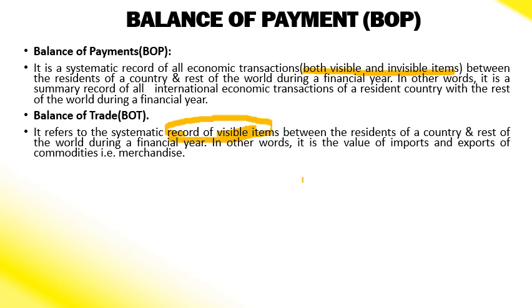Sometimes the question on the difference between balance of payment and balance of trade comes. What is the difference? You have to say that balance of payment is a systematic record of both visible and invisible items between the residents of a country and the rest of the world during a financial year, whereas balance of trade is recording only the visible items. It is an incomplete record, and BOP is included in the national income, whereas BOT, balance of trade, is not included in the estimation of national income. That's the difference between balance of payment and balance of trade.